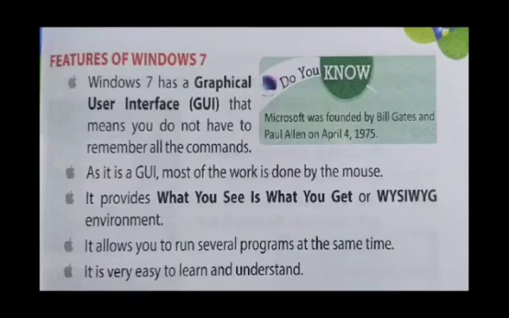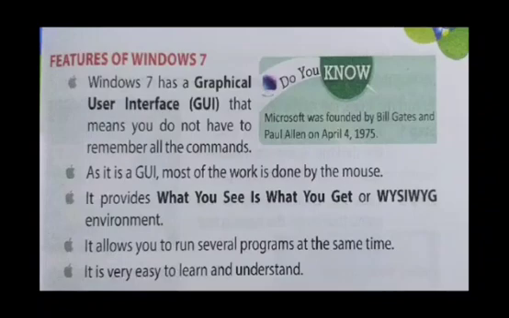Now let's learn about some features of Windows 7. First feature is Windows 7 has a graphical user interface, GUI. That means you do not have to remember all the commands. This feature helps us to interact with the computer. Second feature is, as it is a GUI, most of the work is done by the mouse instead of the keyboard.